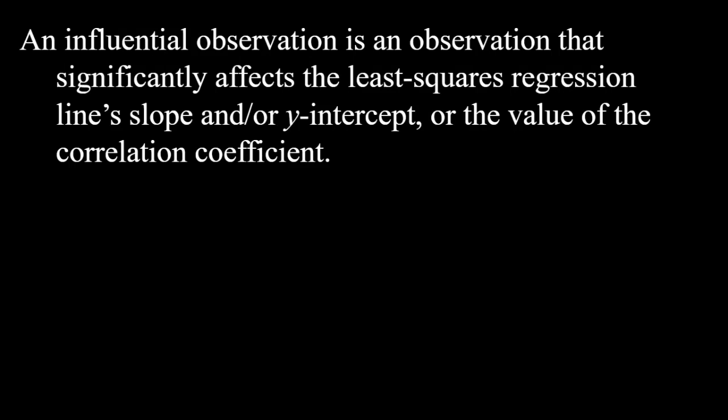Related to these outliers is what we call an influential observation, and this is an observation that significantly affects the least squares regression line slope and/or y-intercept, or the value of the correlation coefficient. So again, it's related to outliers because that's typically what those influential observations are going to be. They're going to be something that drastically changes some of our modeling data.